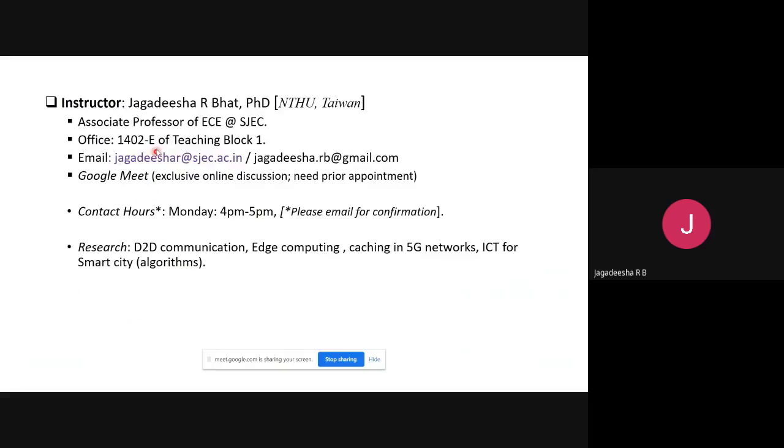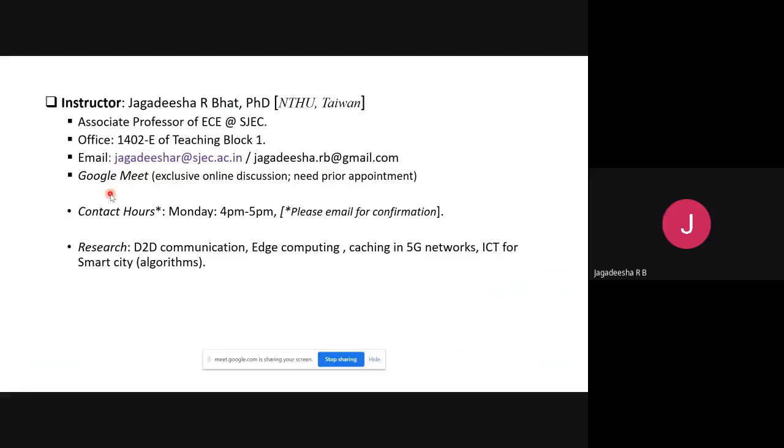Regarding myself, I'm Jagdish Bhatt, and I graduated from NTHU. You can meet me when you come to college at 1402 of the teaching block 1. And this is my email ID, where I'll be using this email ID to send you most of the course materials and also some notices regarding this course.